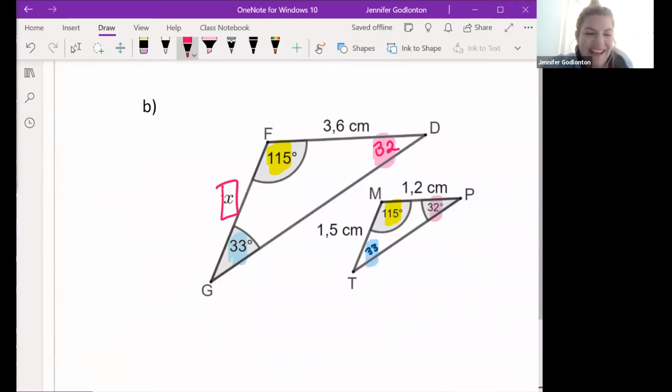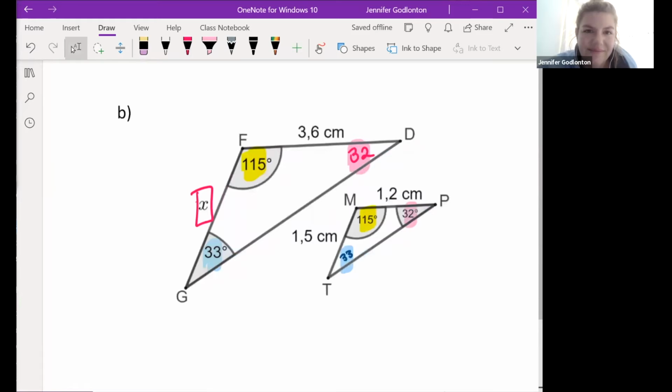Oh, Naledi is ready. Let's see. Naledi, do you have my answer for me? Yes, ma'am. Okay, tell me what to write. Triangle DFG is similar to triangle PMT. Can you say the order again for me? DFG is similar to triangle PMT. Perfect. What's my reason? My reason is going to be AAA. Beautiful. And my last step is, what is X going to equal? The value of X is 4.5.